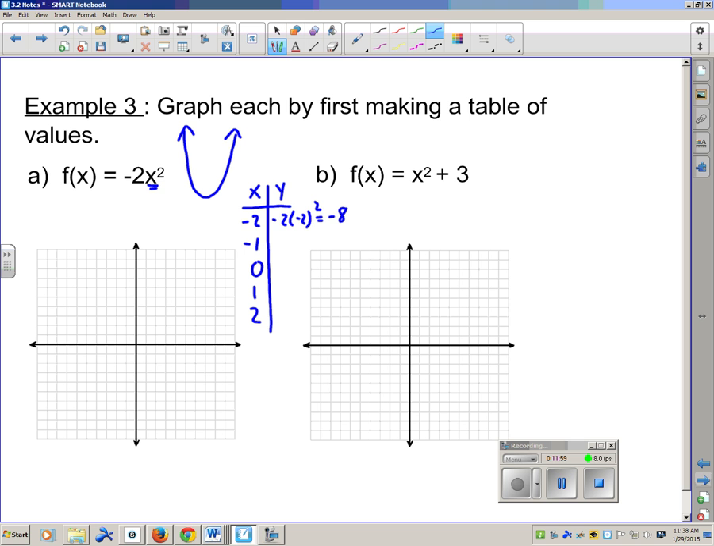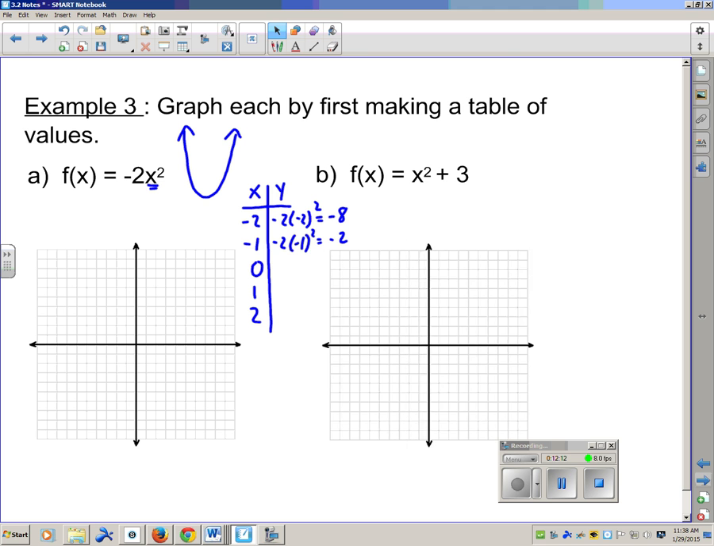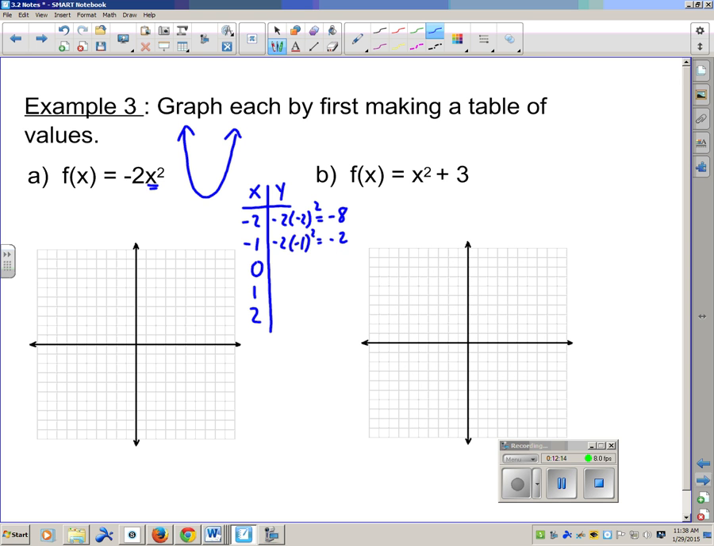-1, I'm going to plug that in there. So -2 times -1 squared. -1 squared is 1 times the -2 is a -2. And then we have the next one there. We're going to plug a 0 in there. So plug in 0 there. We got -2 times 0 squared. So 0 squared is 0 times the -2 is 0.